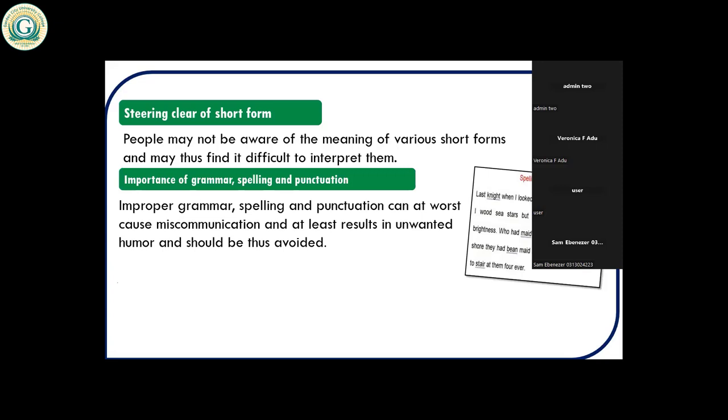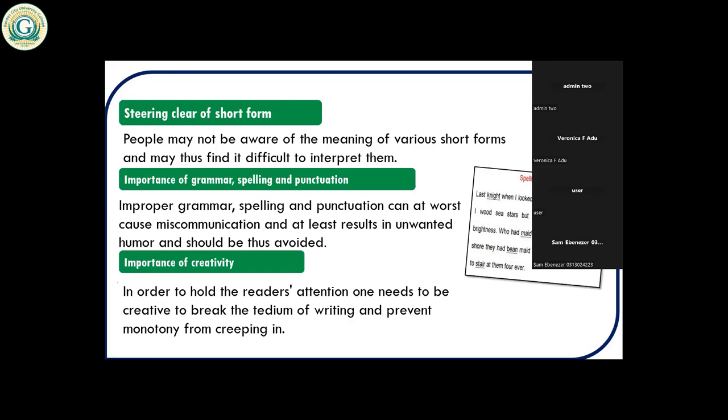And the importance of grammar, spelling, and punctuation. If you don't take care, this can spoil the meaning and the content of your message. Improper grammar, spelling, and punctuation can at worst cause miscommunication and at least result in unwanted humor, and should thus be avoided. Being creative is also very important. Creativity: in order to hold the reader's attention, one needs to be creative.